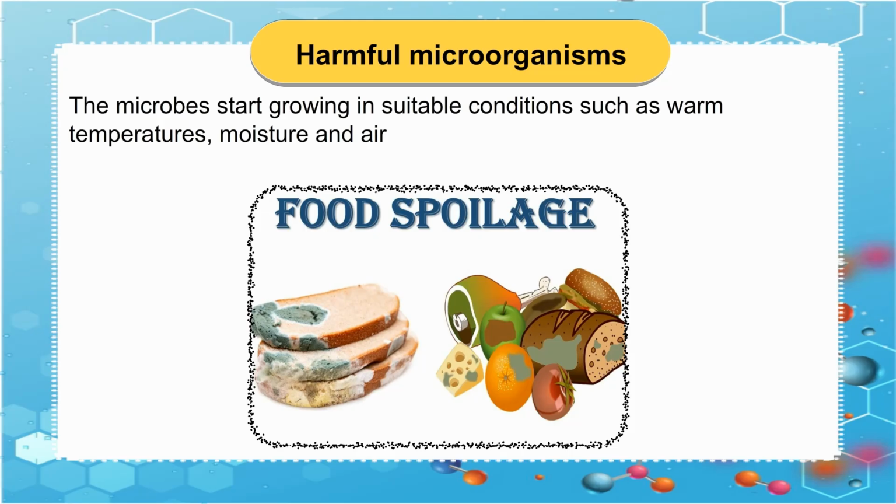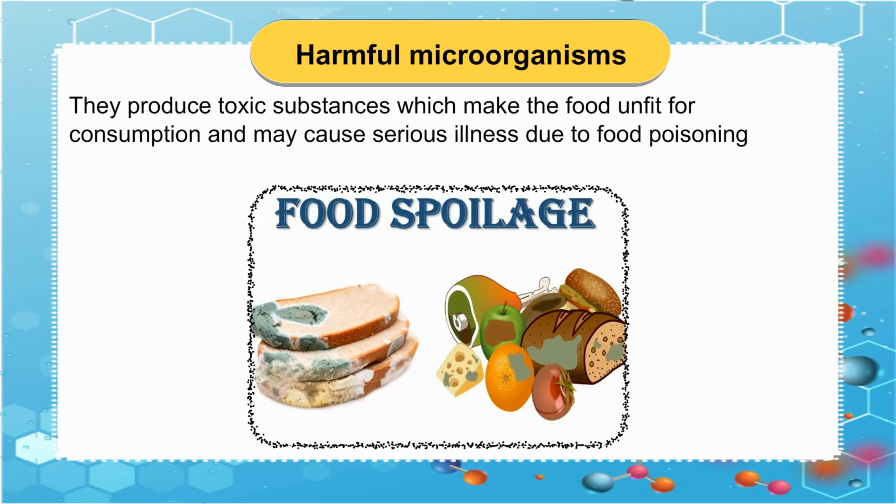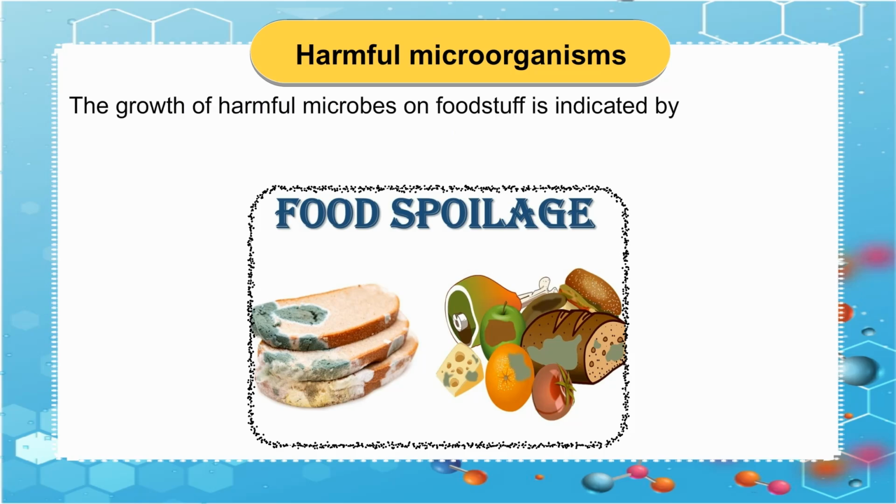Refrigeration and freezing. Refrigeration at low temperatures and freezing help to preserve food for longer time since low temperatures are not suitable for the growth of most of the microbes. Meat and vegetables can be preserved by this method. Using of chemical preservatives.